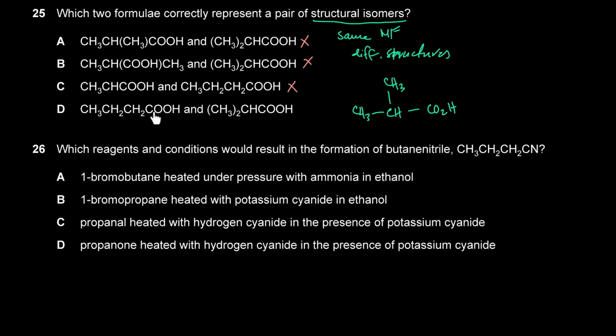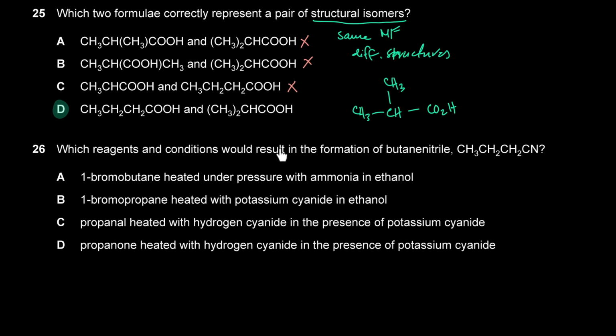And then D, these are structural isomers. Here you have a 4-carbon compound which has a branched chain, and here you have a 4-carbon chain. This one over here is 2-methyl propanoic acid, and this is butanoic acid. So the answer is D.